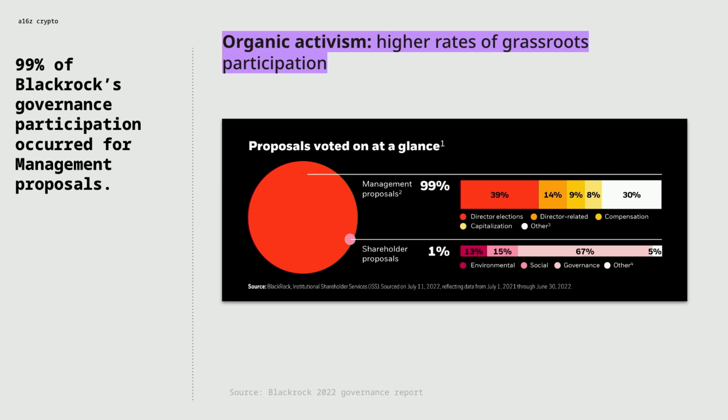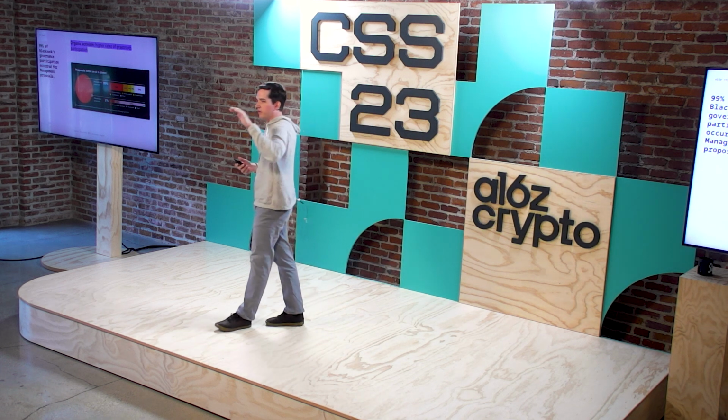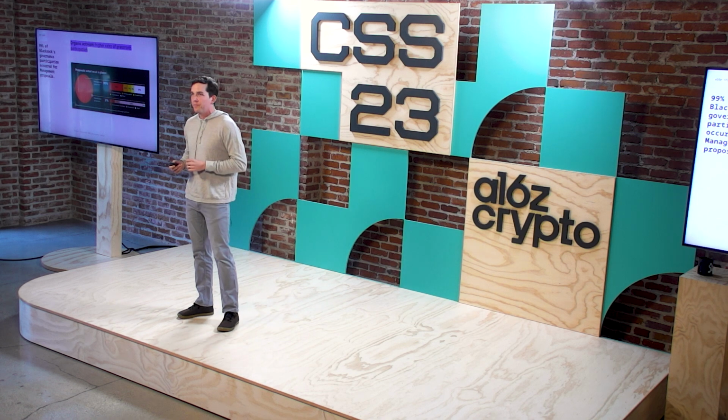BlackRock is the world's largest asset manager. They have just over $9 trillion worth of assets right now, so they're the largest corporate governance participant in the world. 99% of the things they participated in last year were management-based proposals, 99%. So it's just a fundamentally different structure between what we see in Web3, where everything comes from the grassroots local community, versus a class of managers or folks that are in charge that are basically dictating where everything's going.